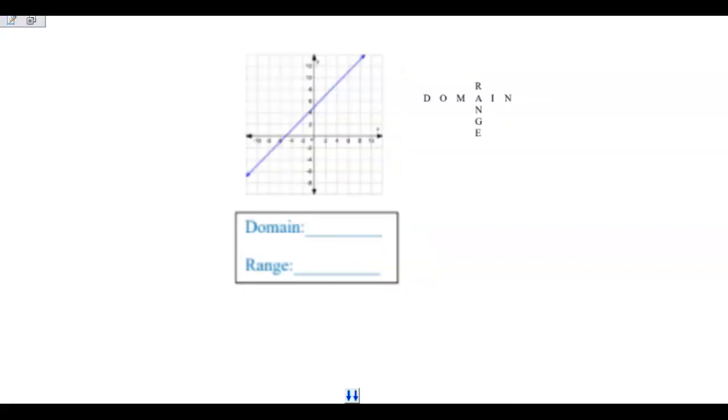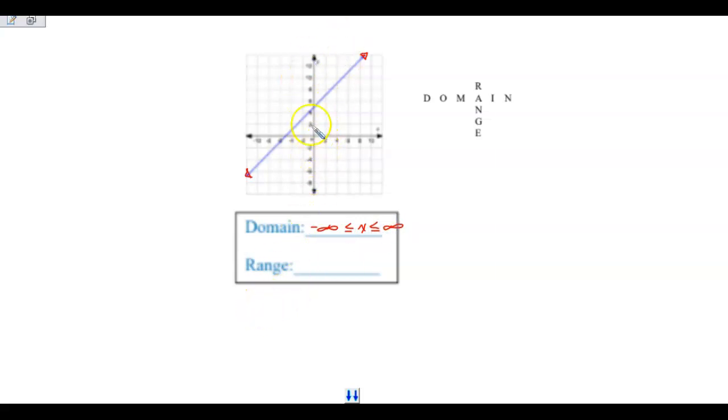Let's take a look at the second one. This one, they did give us arrows on both ends. And so my domain, if I have arrows, they're going to continue to keep going on and on and on. So it's going to go negative infinity less than or equal to x, less than or equal to positive infinity.